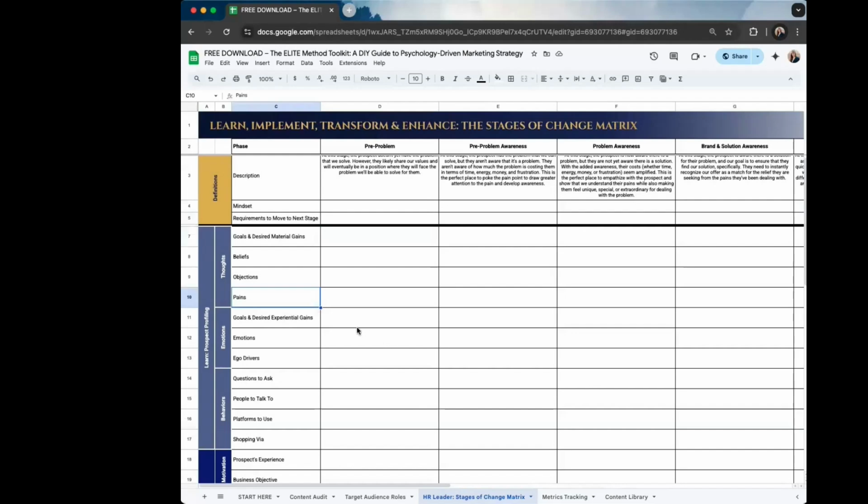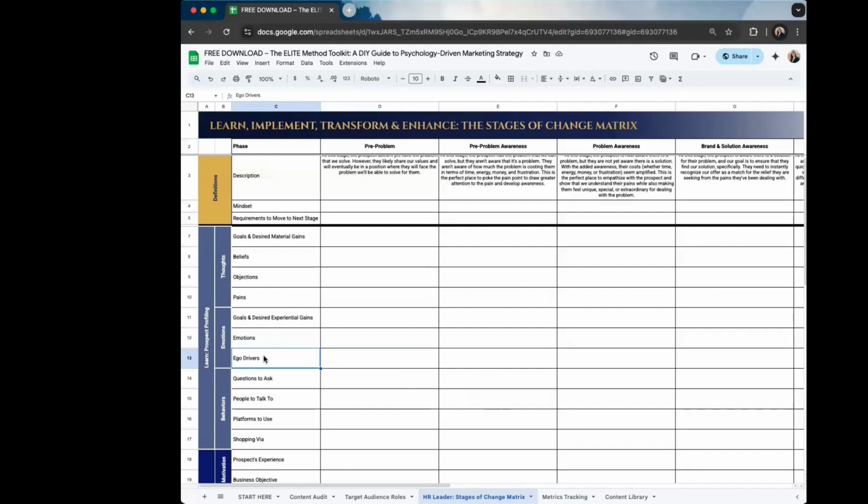Then think through, what are their goals and desired experiential gains, not just material world gains, but what do they want to experience? Maybe they want to feel like they've had an impact on their company. Maybe they want to feel innovative, looked up to, admired, trustworthy. What emotions are they currently feeling? Are they feeling stress, sadness, frustration, anger? And what are their big ego drivers?